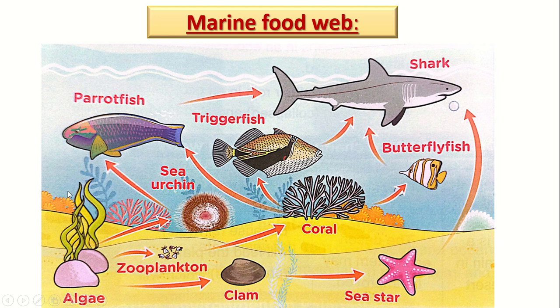Number one, we can start with the producers, which is algae. Who is eating the algae? Clam, zooplankton, sea urchin. Who's eating the clam? The sea star. Who's eating the zooplankton? Coral. Who's eating the sea urchin? The parrotfish. Okay. Who's eating the coral? Butterflyfish, triggerfish, parrotfish. And who is eating the three fish and the sea star? The shark.